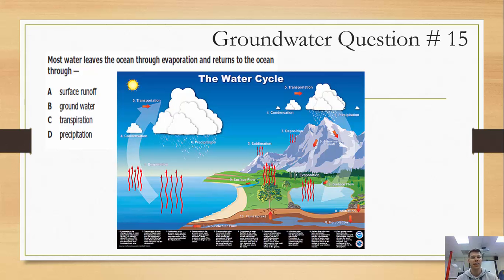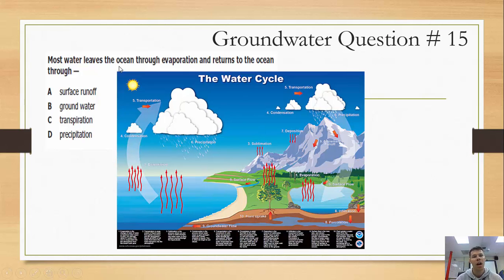Most water leaves the ocean through evaporation and returns to the ocean through? We've got a water cycle question here. And remember, our water cycle is pretty simple. We've got the ocean evaporating away from the rays of the sun. As that water evaporates, it turns to water vapor. Then eventually it condenses and turns into rain, precipitation. As it rains down the mountain, and eventually runoff occurs, it flows back to the ocean. And this keeps going on and on and on again.